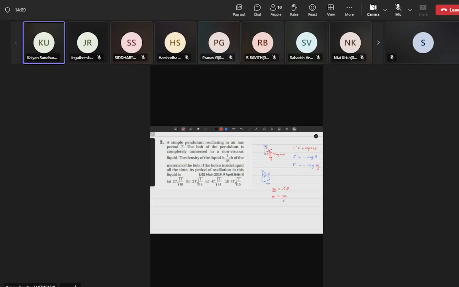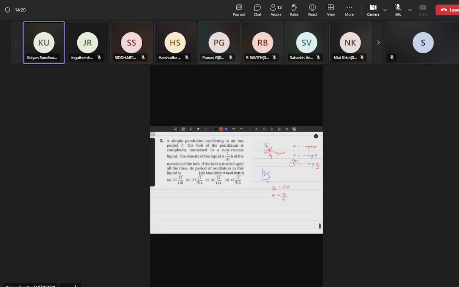Correct? Now this is oscillating. For simple harmonic motion, what is the expression which has to be satisfied? a is equal to minus omega square x. So I'm just bringing it into this form. This is nothing but force is equal to mass into acceleration will be equal to minus mg x by L. m and m get cancelled. Acceleration will be minus g by L x. So from this we got the omega value.